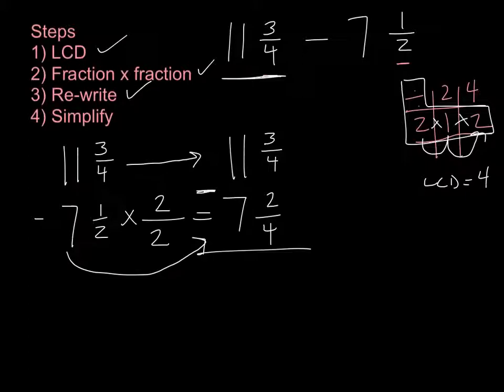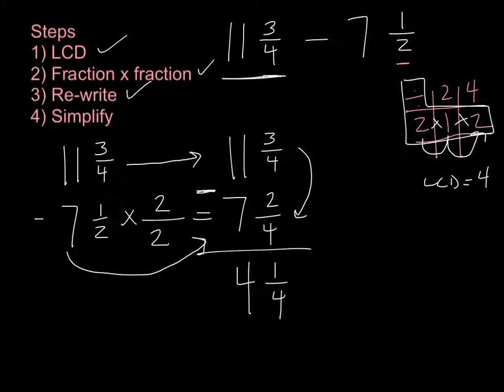Now I can solve the problem, and I'm going to start by subtracting the fractions first. 3/4 minus 2/4 is 1/4. Now my whole numbers. 11 minus 7 is 4.